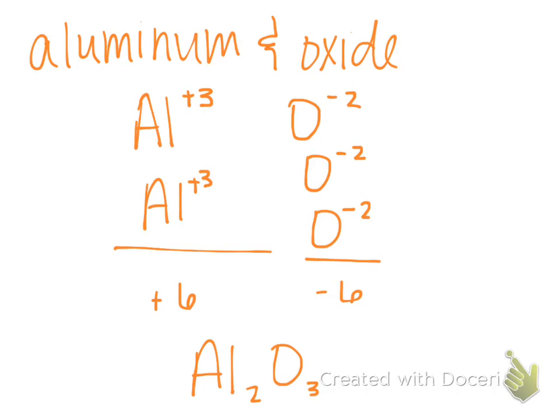Okay? So again, if I start with Al +3 and O -2, the way I can make this a little bit quicker is to do this. I'm going to ignore my charge for a second, ignore the plus or the minus for a second, and I'm going to cross down these charges, and they're going to become my subscripts.